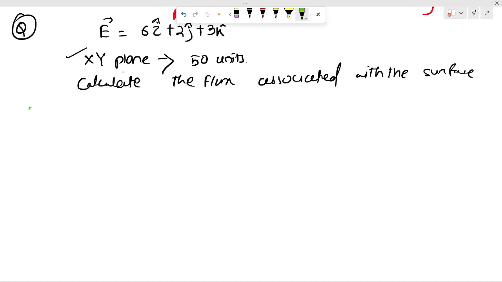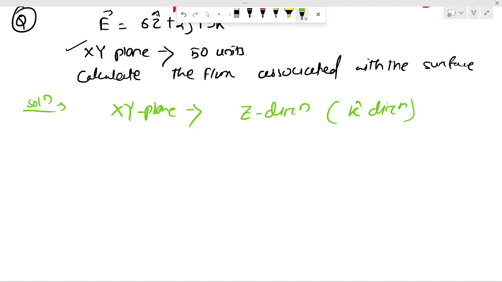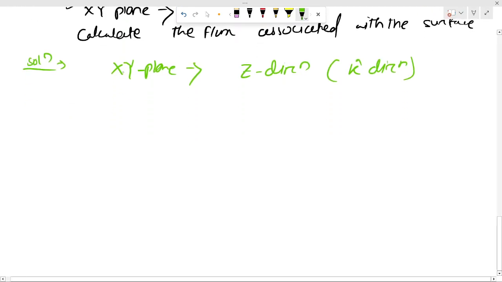Okay, let me write the solution for you. The surface is on the XY plane, which means the surface vector is along which direction? The surface vector is along the z direction, meaning the k cap direction. As the magnitude of the surface is given, that is 50 units, I can write the direction along with it. The surface vector S is 50 k cap.